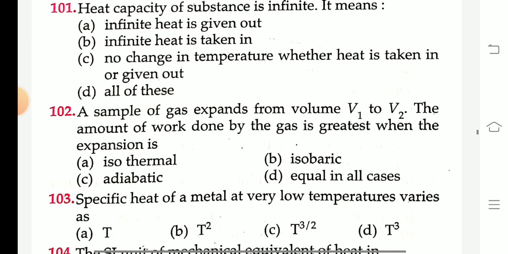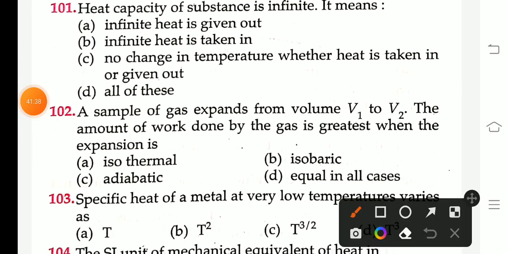Next, heat capacity of a substance is infinite. It means. Right answer will be option C, no change in temperature whether heat is taken in or given out.